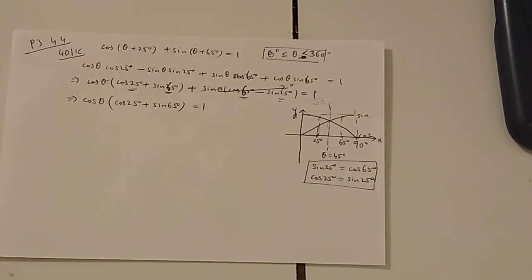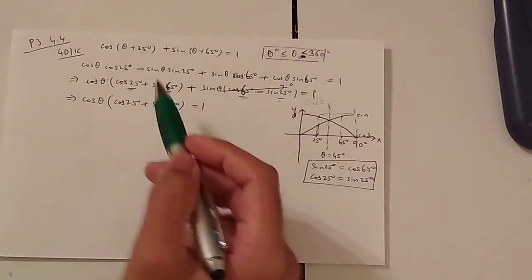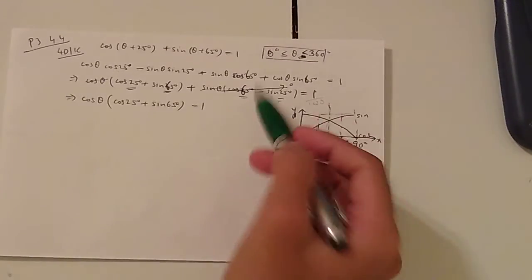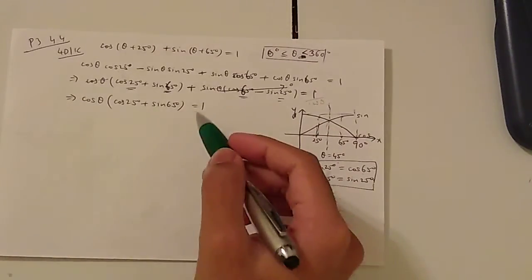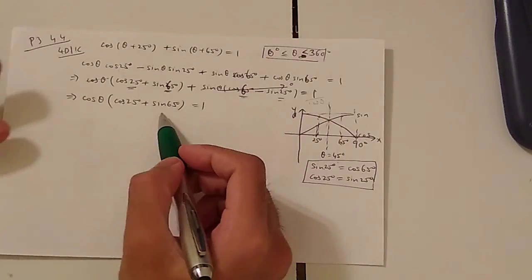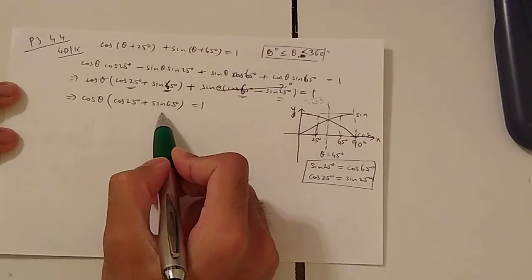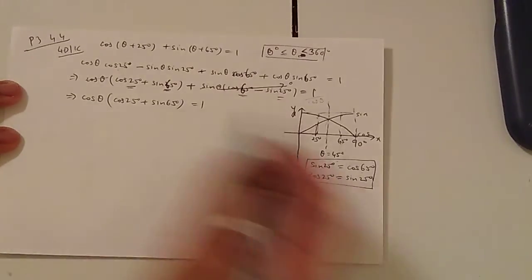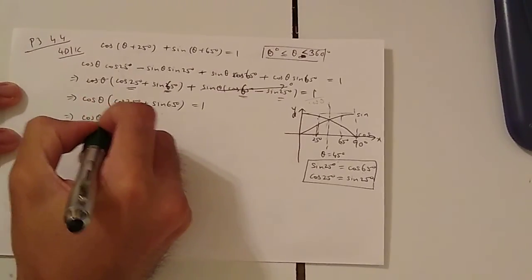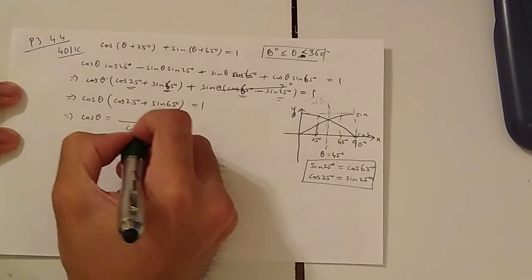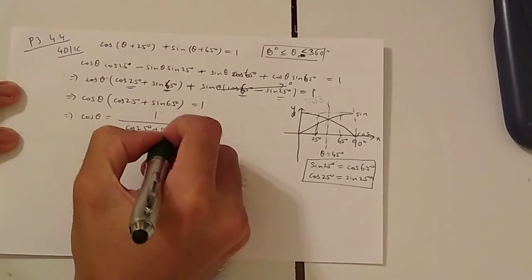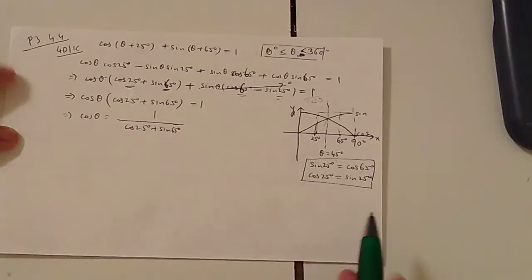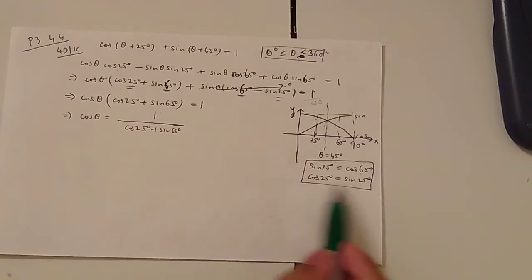One thing more though. The question actually does not ask for finding the exact value, so you could use the calculator to find that this was 0, and that would have been easier to come to this stage. So cos theta equals this, we can simply transfer: cos theta is equal to 1 by cos of 25 degrees plus sine of 65 degrees. Notice that cos 25 and sine 65 degrees are both the same thing.